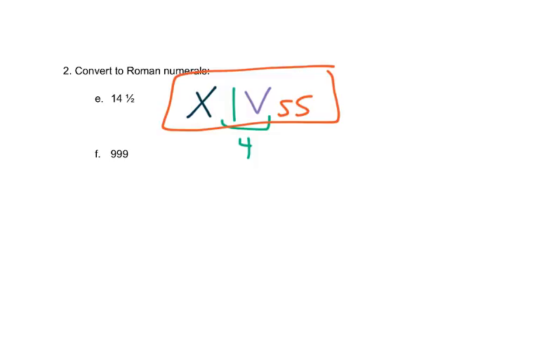So 999, the closest we can get to that is an M, which is 1,000. And 999 is 1 before 1,000, so we put an I before the M, and there's our 999.